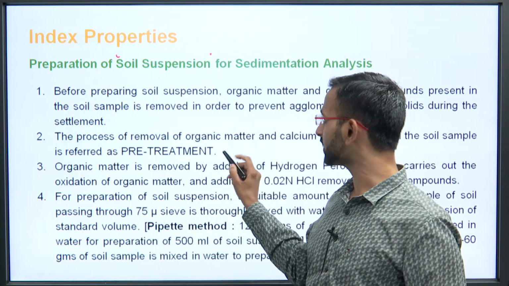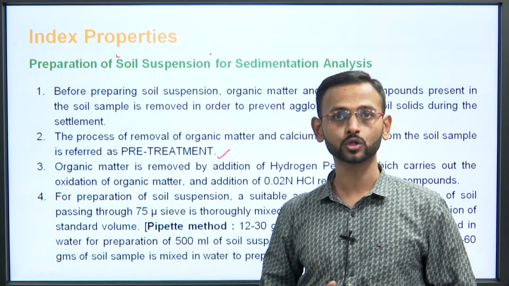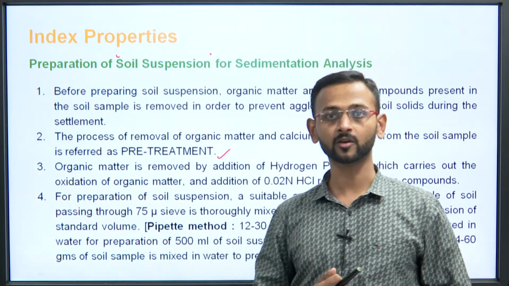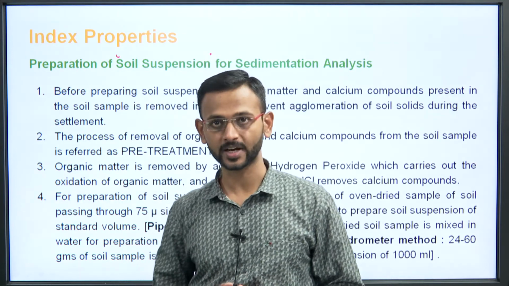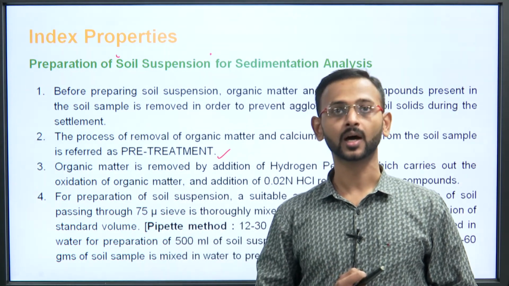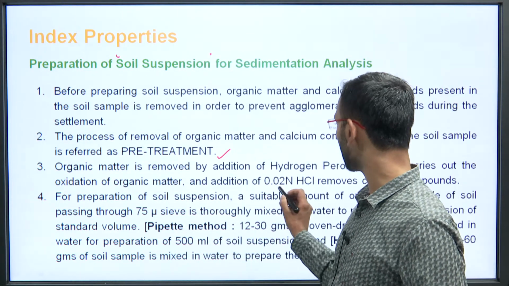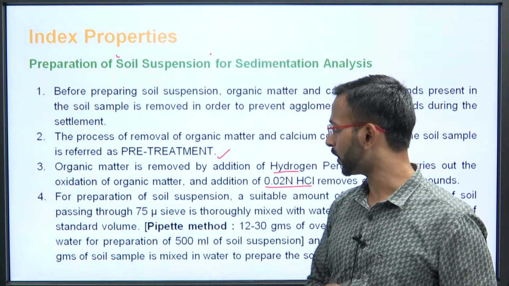We have already discussed the pre-treatment, that is the removal of organic matter and calcium compounds, how it will be done. The organic matter will be removed by addition of hydrogen peroxide, and the calcium compounds which are sticky in nature are removed by addition of 0.02 N HCl, that is the hydrochloric acid. So, these are the 2 points.